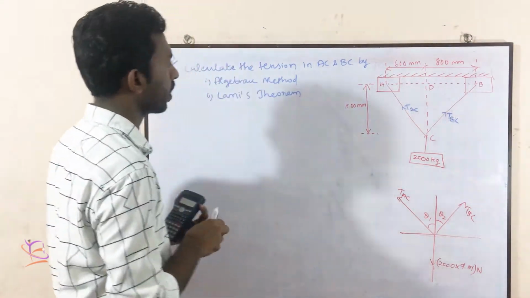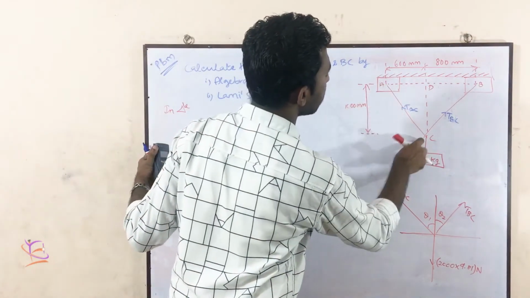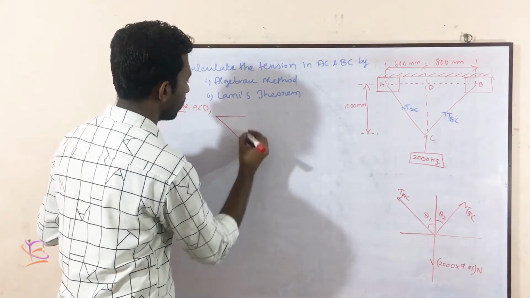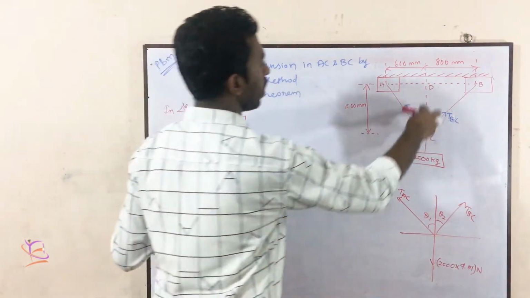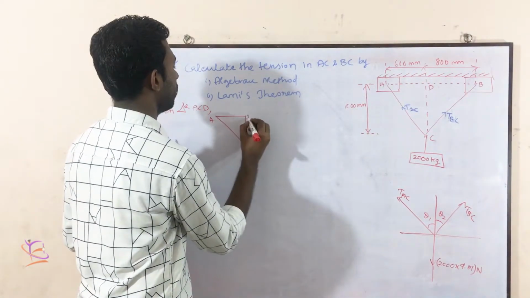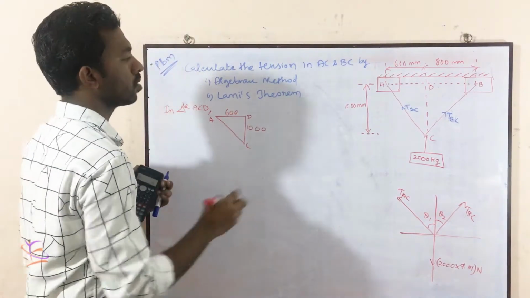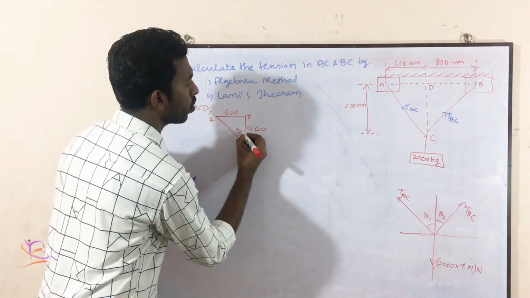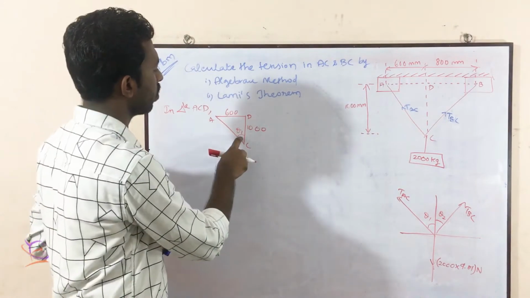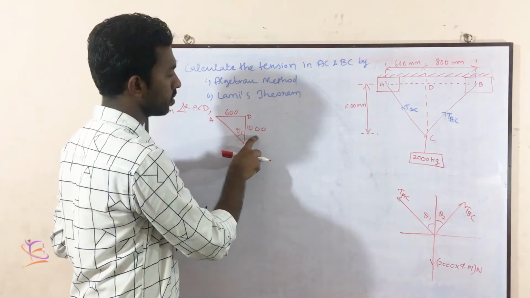So first of all, we are taking triangle ACD. I can draw the triangle here, ACD. We know the value, this value is 1000, and here it is given as 600. So we have our angle here, taken as theta 1. Opposite side, adjacent side, and this is our hypotenuse.